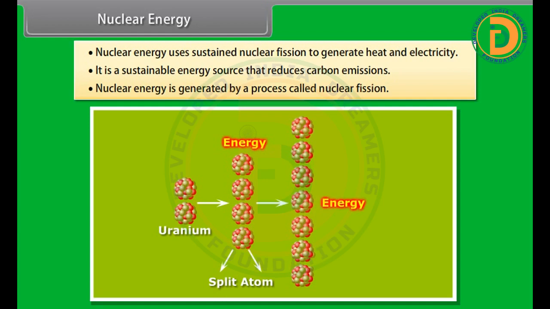A tremendous amount of energy is released. For example, the fission of an atom of uranium produces 10 million times the energy produced by the combustion of an atom of carbon from coal.